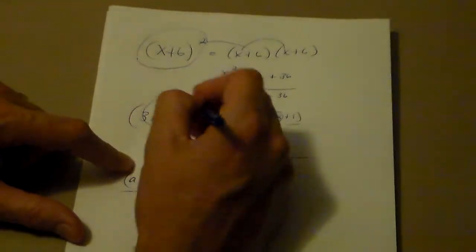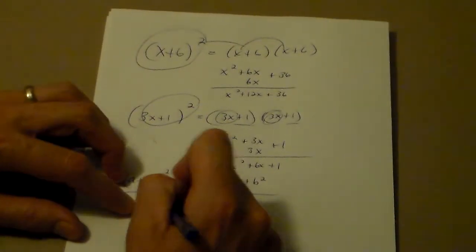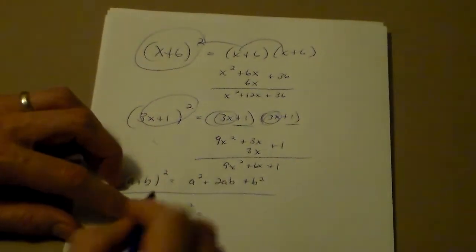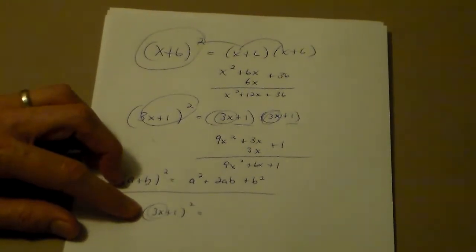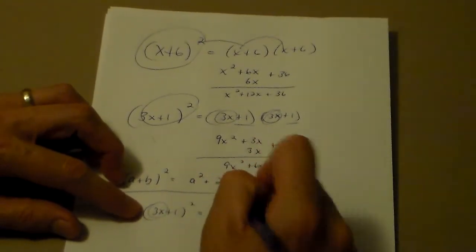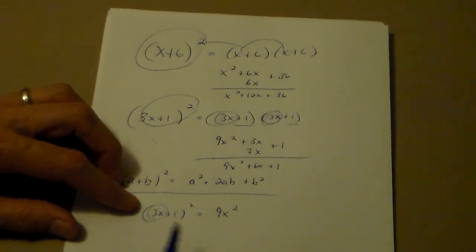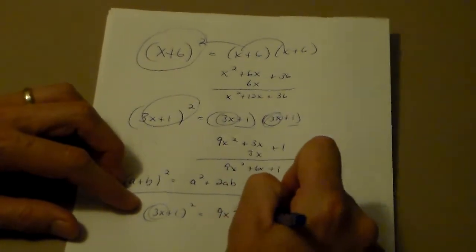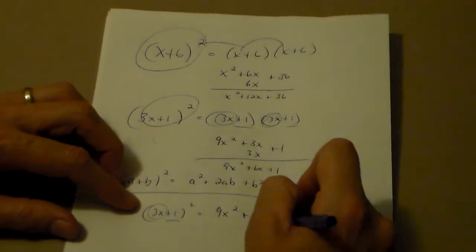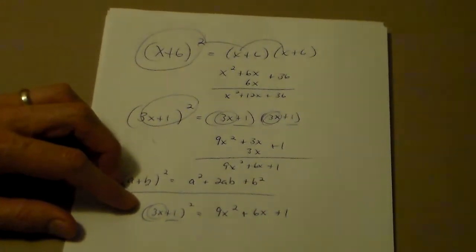Now I'll do this one with a shortcut. 3x plus 1 squared. Take the first term and square it. 3x times 3x is 9x squared. This times this, 1 times 3x is 3x. You have to double that. What's 3x doubled? 6x. Plus 1, because 1 squared is 1.